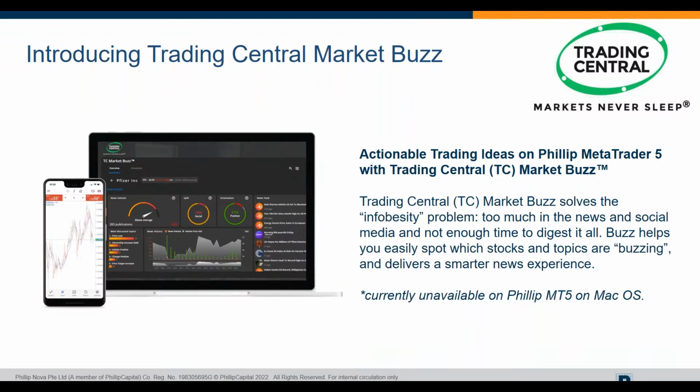The first is the Trading Central Market Buzz. It basically helps you solve the information scarcity problem. So in short, it's actually a news aggregator lah. So let's say you're looking to do some fundamental analysis on Forex or stock CFD or commodities.